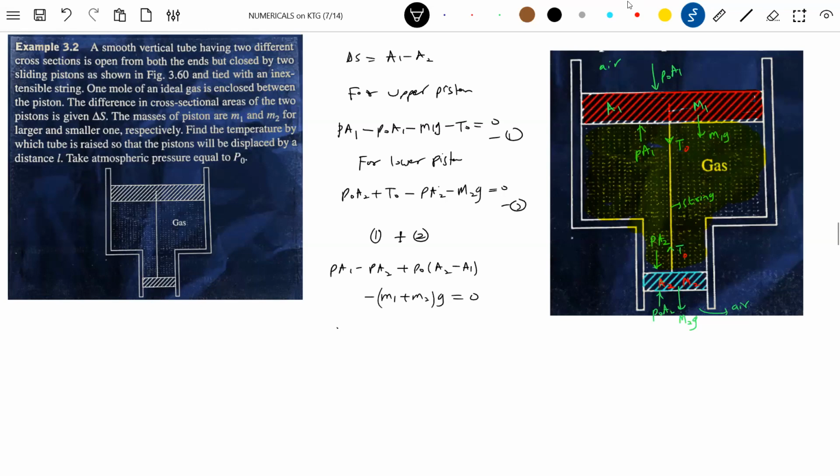A1 minus A2 is greater than 0. So therefore, this is delta S, P delta S. Let me write delta M. What is delta M? For our convenient purpose, this equals P0.